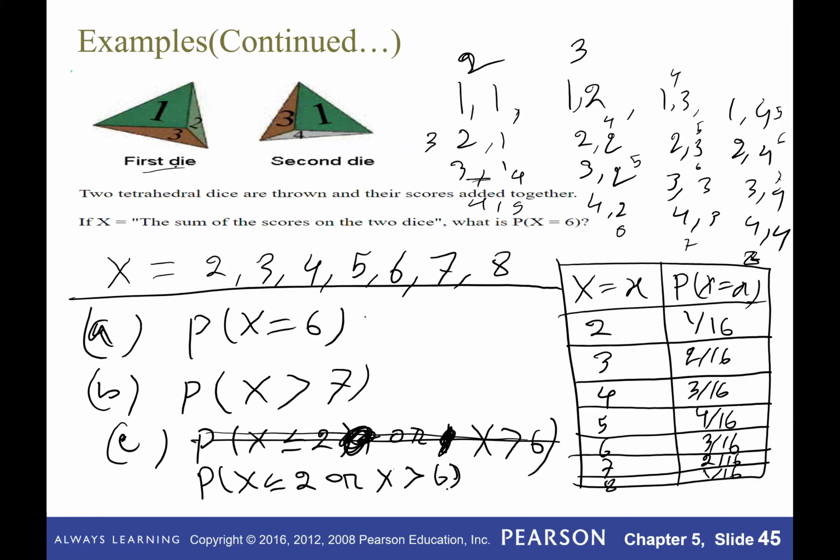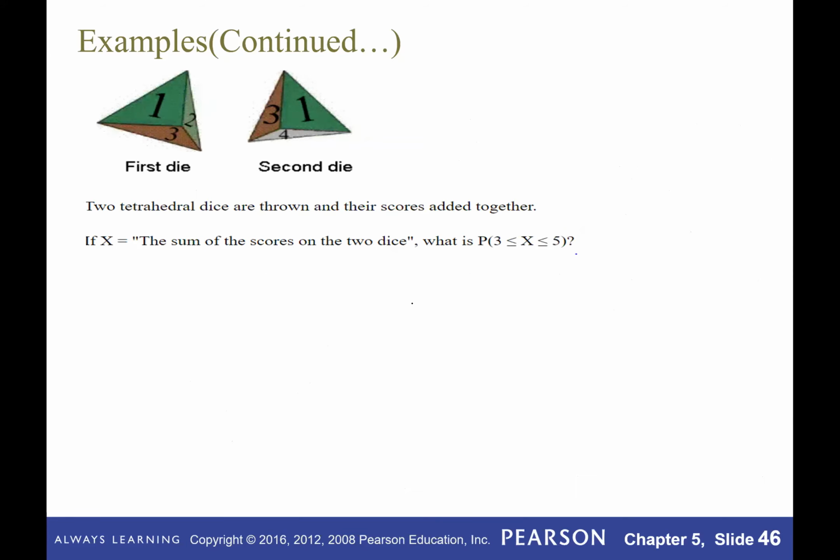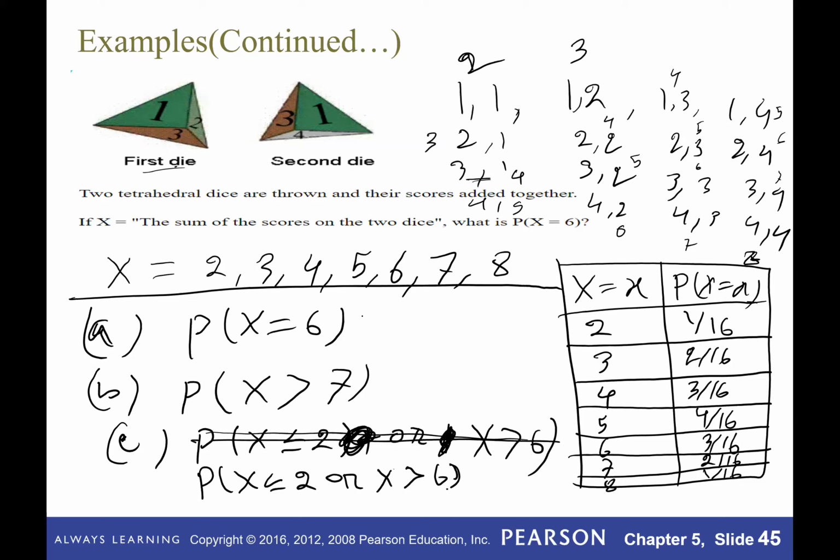Let me check. So when x equals 6, it is straightforward, because when x is 6, this is 3 over 16. So you do not need to calculate it. When x is greater than 7, that means the numbers which are greater than 7, above 7. So we have just one number, 8, which is 1 over 16. That's correct.